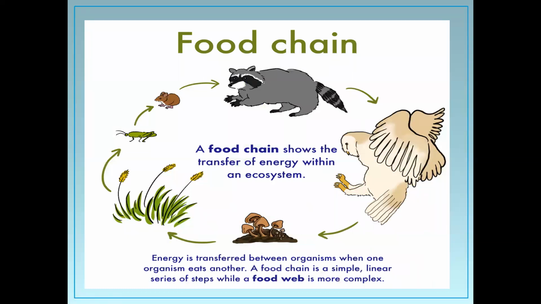All of you have done a lot of projects on food chains. So basically a food chain shows the transfer of energy within an ecosystem. The energy of the plant is transferred to the grasshopper, the grasshopper's energy is transferred to this mouse, the mouse's energy is transferred to this animal, and from this animal it is transferred to this eagle, and then it becomes decomposed. Okay, means it becomes dead.